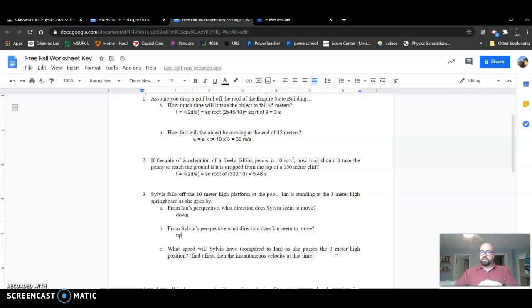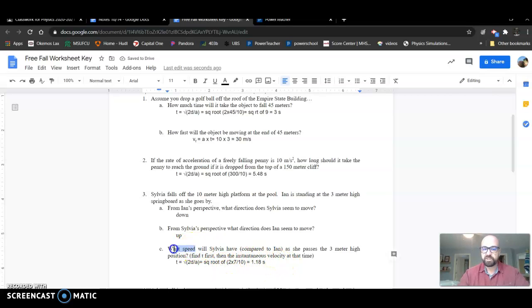So one thing that loused people up here was that they did the distance wrong there. So the distance that she's traveled in falling there is really 7 meters, because she started at 10 and was passing position of 3. So she fell 7 meters there. So that would be the square root of 2 times 7 divided by 10. And so that equals, let's see, square root of 1.4. 1.18. So that equals 1.18 seconds is the time it took.